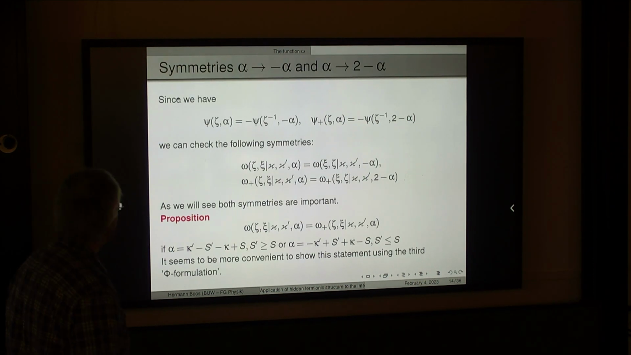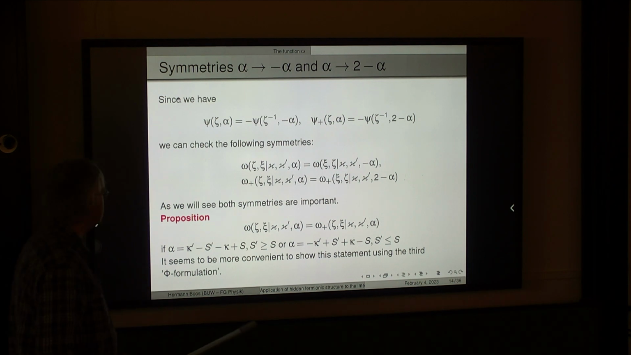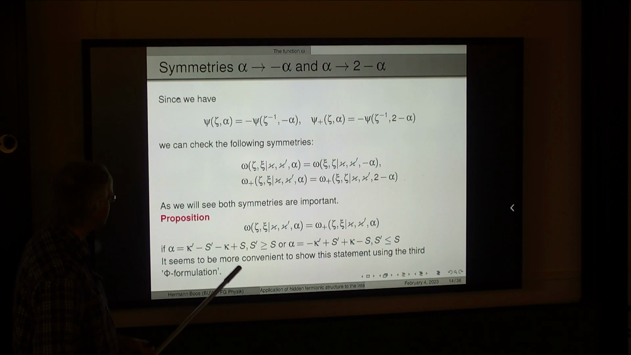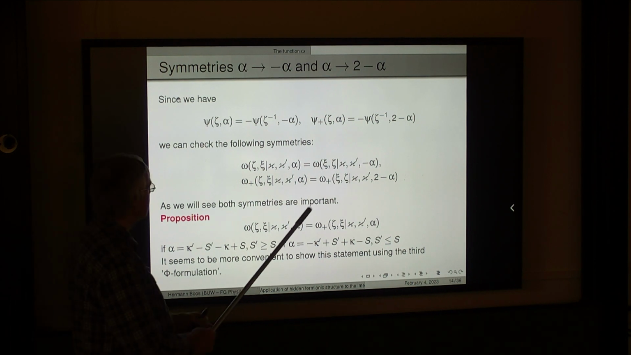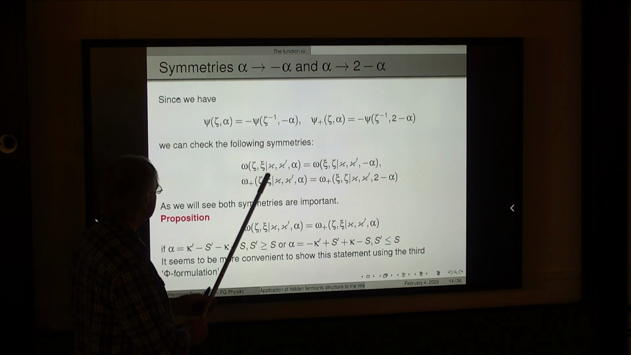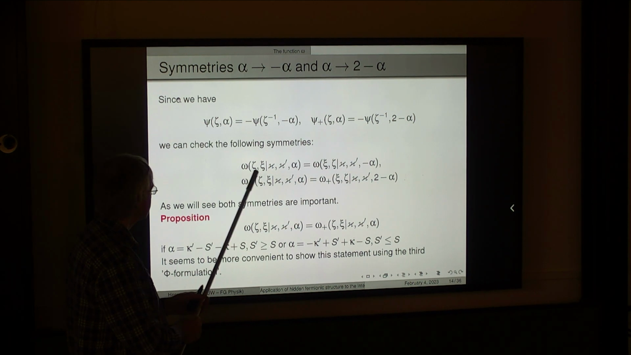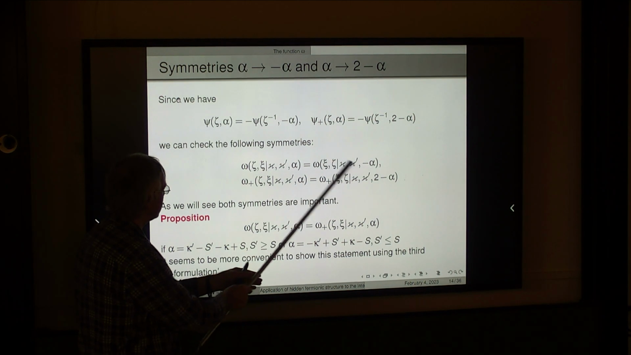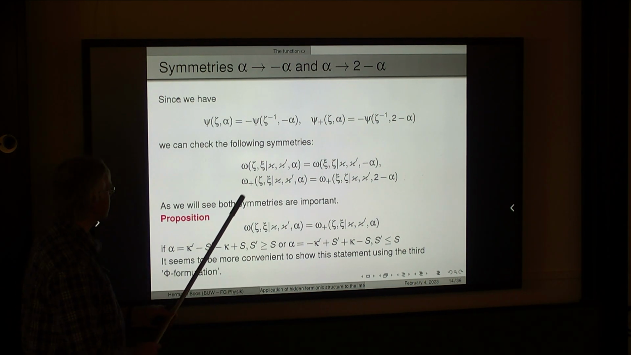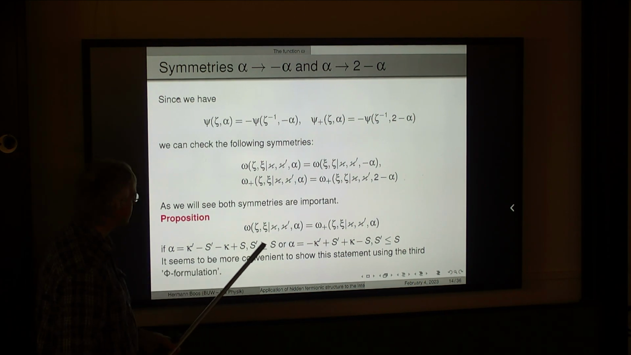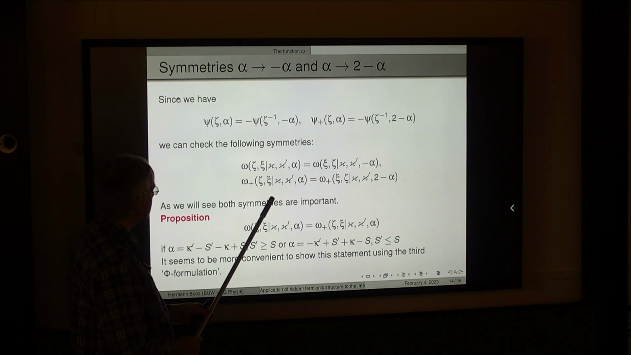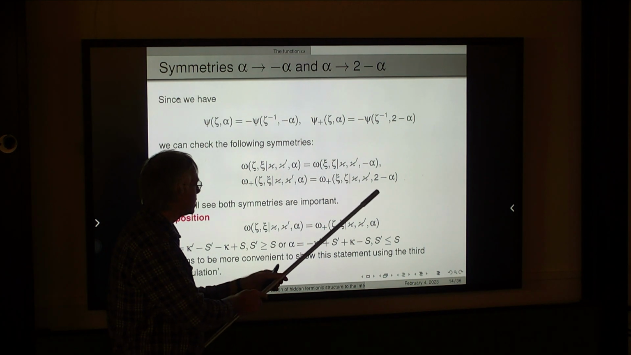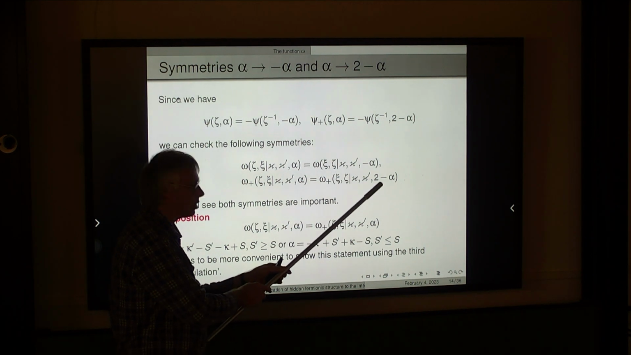Oh well. So what we see here is that these two functions, omega and omega plus, have the following symmetries. Namely, if we interchange spectral parameters and take minus alpha instead of alpha, then we come to the same result. And for omega plus, we have to take instead of minus alpha, 2 minus alpha.